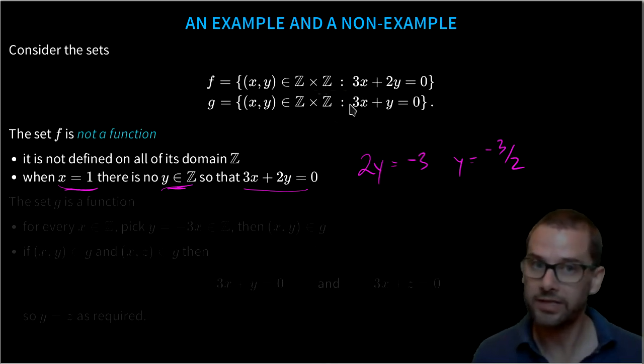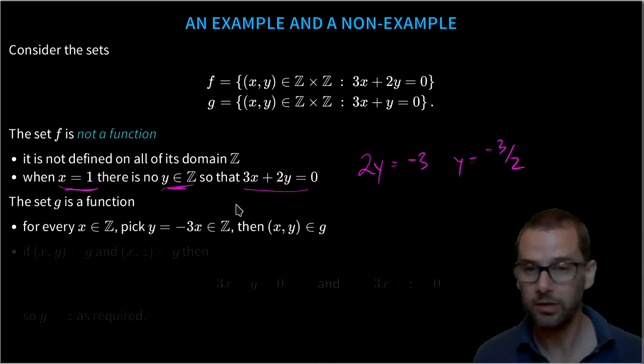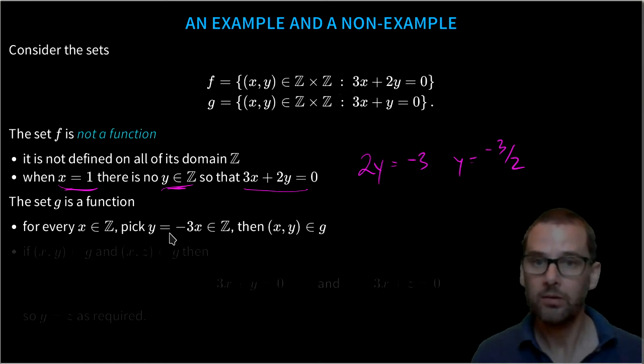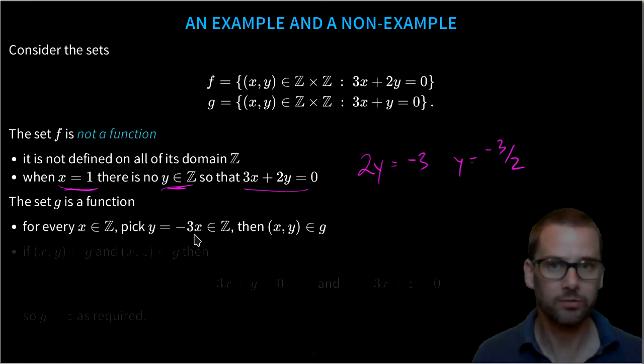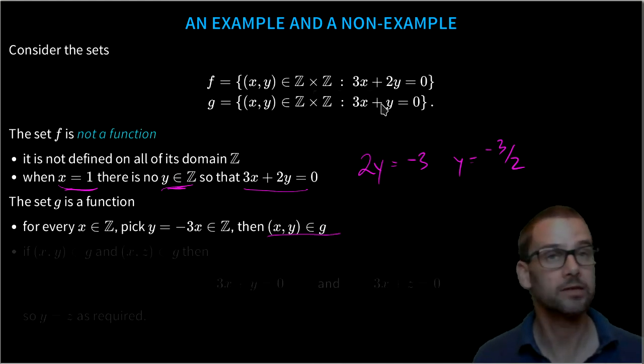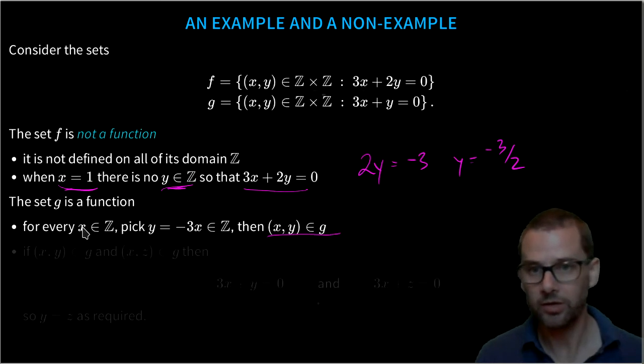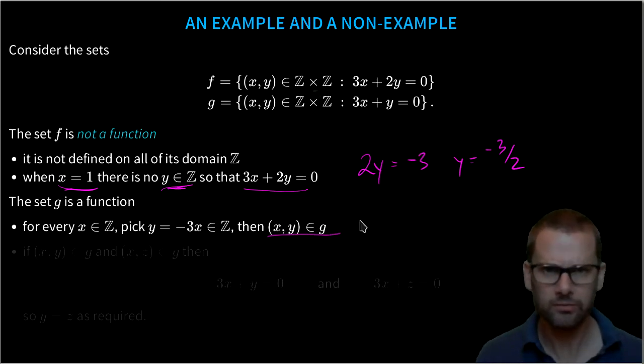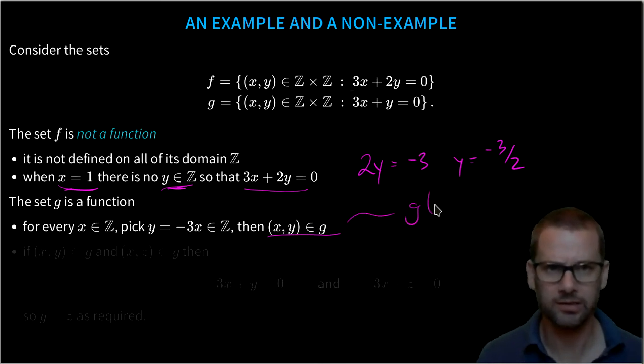On the other hand, the set G is a function, and we can again check, no matter which input x we get, we can pick an output, namely y equals minus 3x, and then that pair (x, y) satisfies 3x plus y equals 0, and so is in our set. Okay? So every input has a legal output. And really all we're doing here is expressing the fact that G of x is minus 3x.